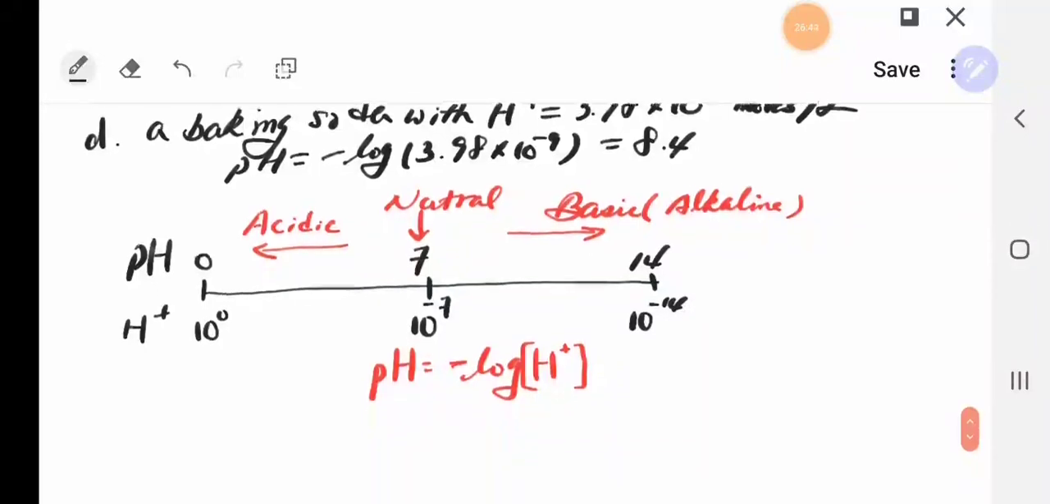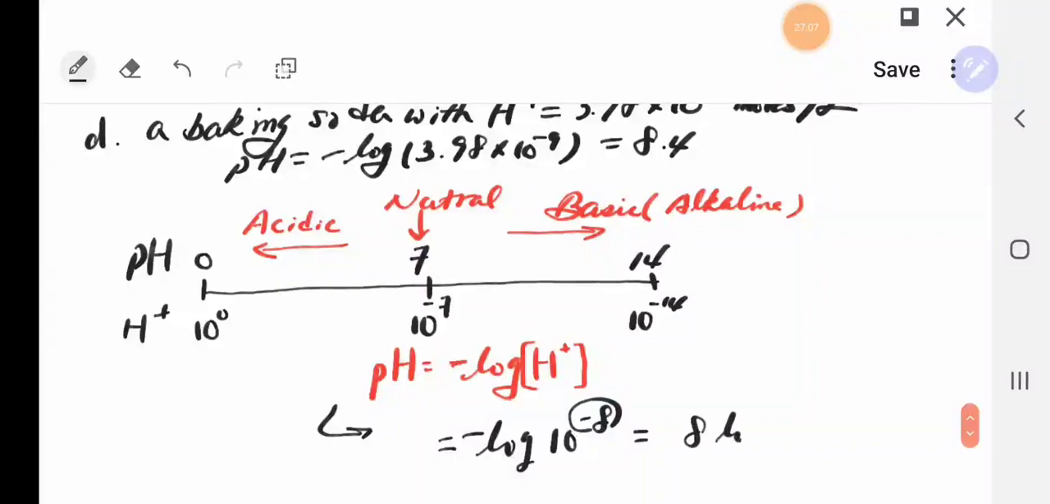So based on this equation, pH is equal to negative logarithm of H plus. Let's say H plus is 10 to the negative 8. Then the negative 8 moves to the front, so it will be positive 8 times logarithm of 10, and that is 8. And this 8 is the pH.